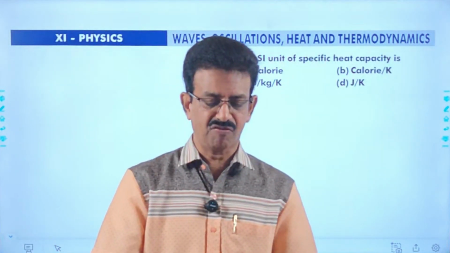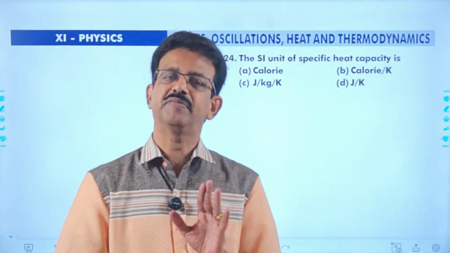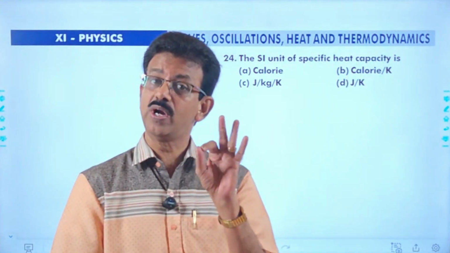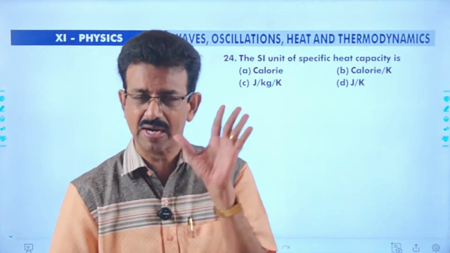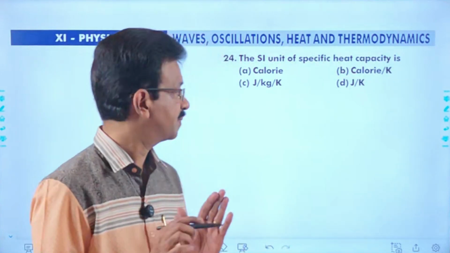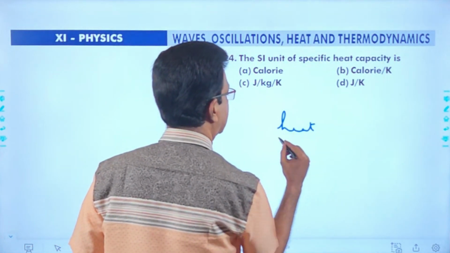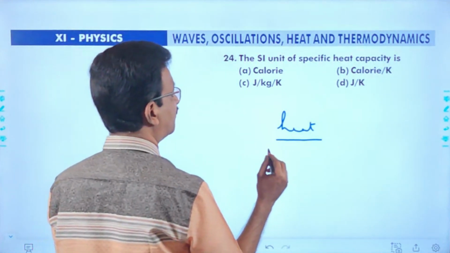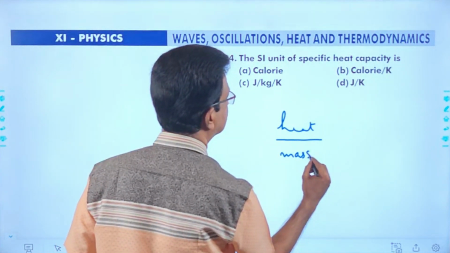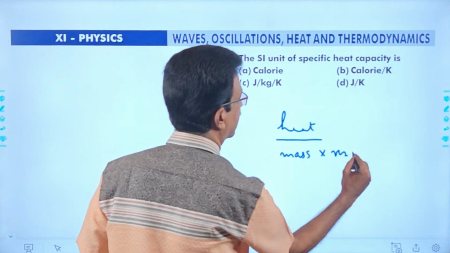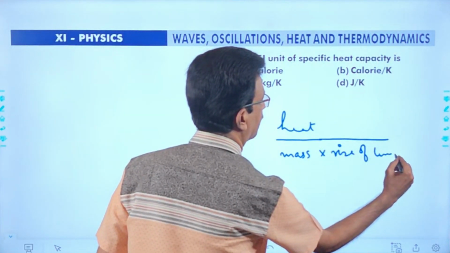Now, question number 24. The SI unit of specific heat capacity. What is specific heat capacity? Heat required to raise the temperature of unit mass of a substance through 1 Kelvin. That is, heat per unit mass per degree rise of temperature.